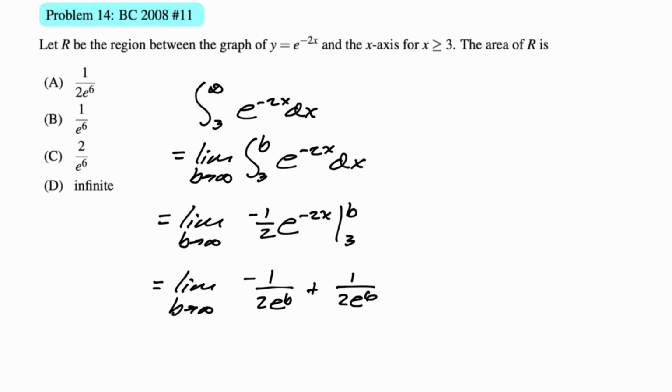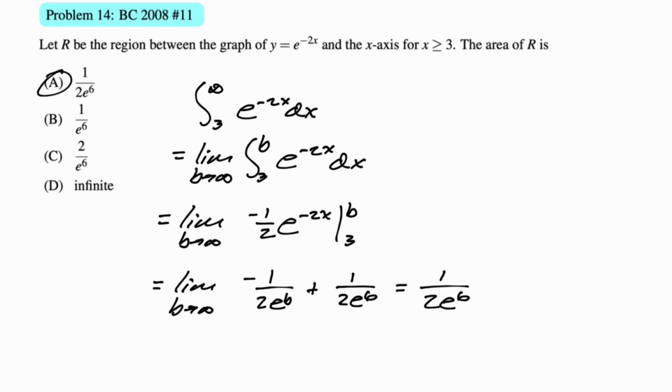And then when you plug in 3, you get, so the plus is coming from, let me go back. You plug in b, and then it's minus negative 1/2 e to the negative 6, but I decided to write that as plus 1 over 2 e to the 6th. And then if you go to infinity, the b thing goes away, you just get this. So our answer is, I think, A.